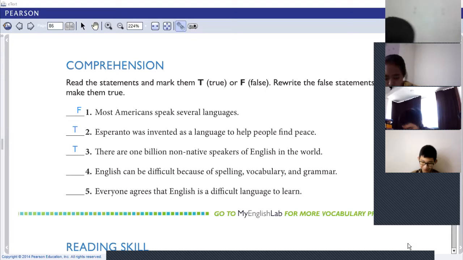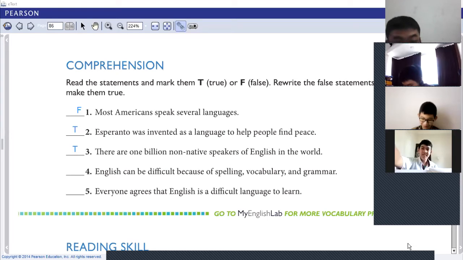Wait, Miss. Basically, when you look from paragraph 8, I don't think it's easy at all. It takes years to learn, in paragraph 9 and in paragraph 11. Yeah, it all shows that it is hard. Okay, and last one. Everyone agrees that English is a difficult language to learn. Does everyone agree that English is a difficult language to learn? Budi?